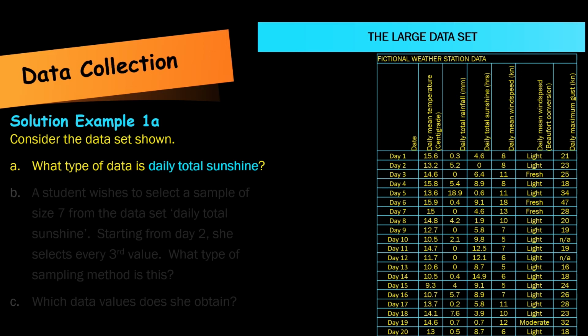Now let's have a go at example 1 part A. We are asked to consider the data set shown. What type of data is daily total sunshine? So here's daily total sunshine highlighted on your screen, and it's given in hours. Therefore, it's clearly numerical data which can take any value in a given range. So therefore, our data is continuous and quantitative.